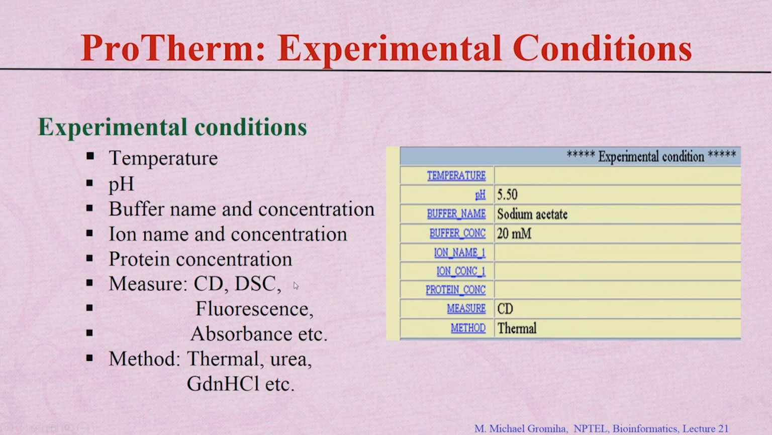different measures, whether they use CD or DSC or fluorescence. Here they use CD, and which method they use, thermal or the denaturant. Here they use the thermal. So, what are the information which you can obtain in the literature, whether they report in the literature when they do the experiments, then we give all the experimental conditions.